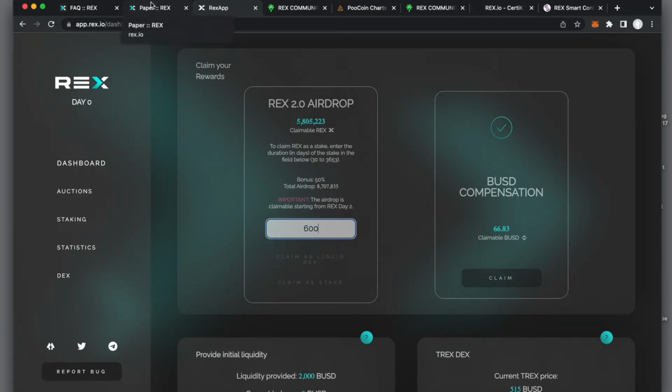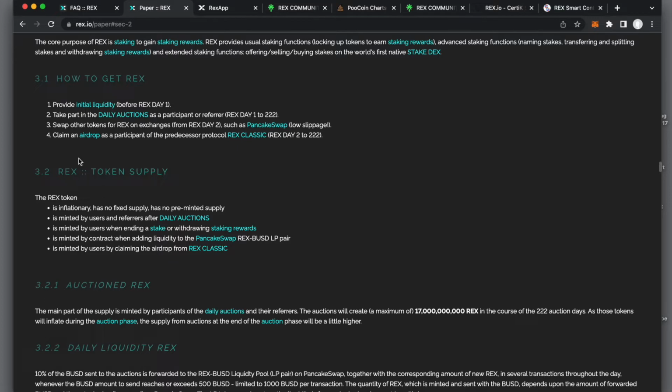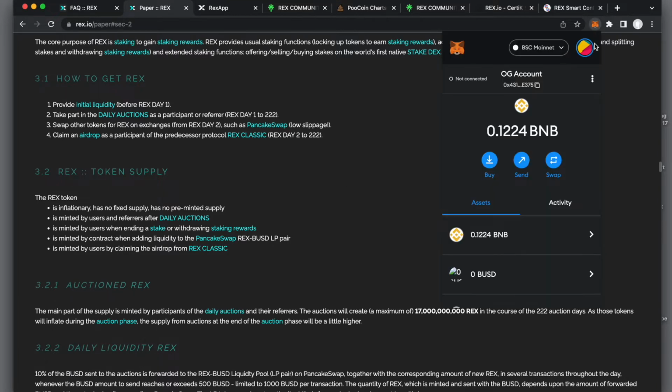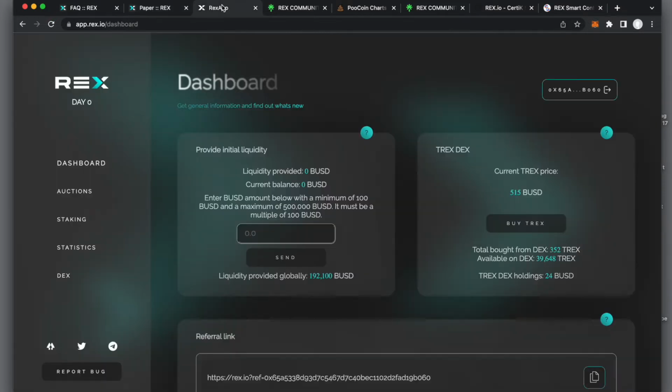Okay, so back to the paper. So that's the airdrop. That's the fourth way to get your Rex, is to claim your airdrop. You may not see that. So if we look at what that dashboard looks like for a wallet that was not a participant in Rex Classic, you see those airdrop fields are just completely missing. So there's no Rex airdrop and there's no BUSD airdrop.